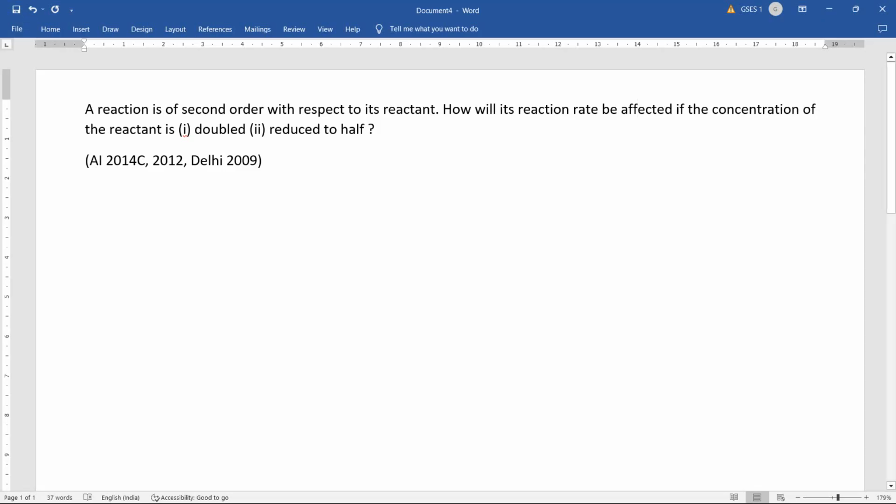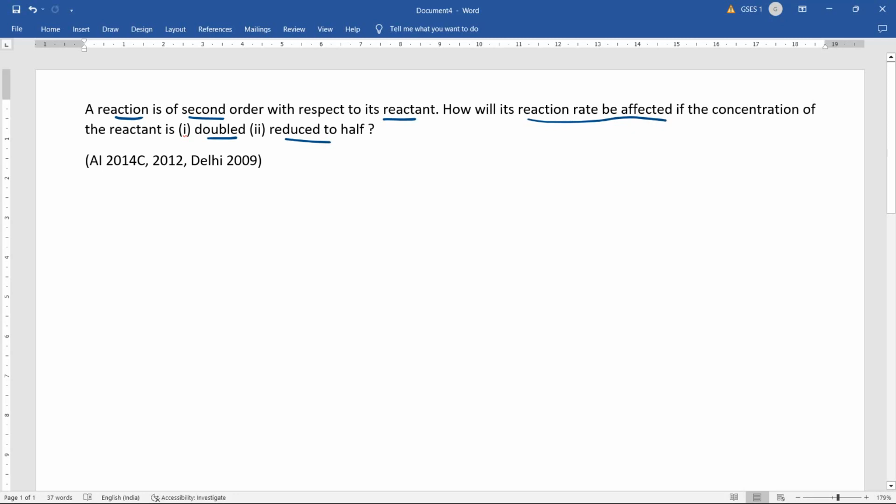A reaction is of second order with respect to the reactant. How is its reaction rate affected if the concentration is doubled or reduced by half? First, it has been given as a second order reaction.